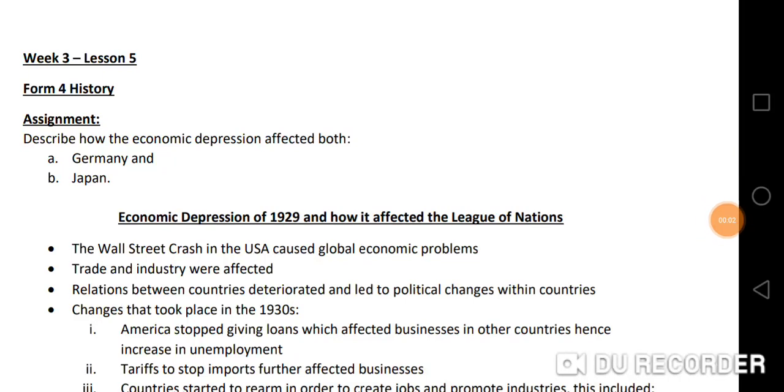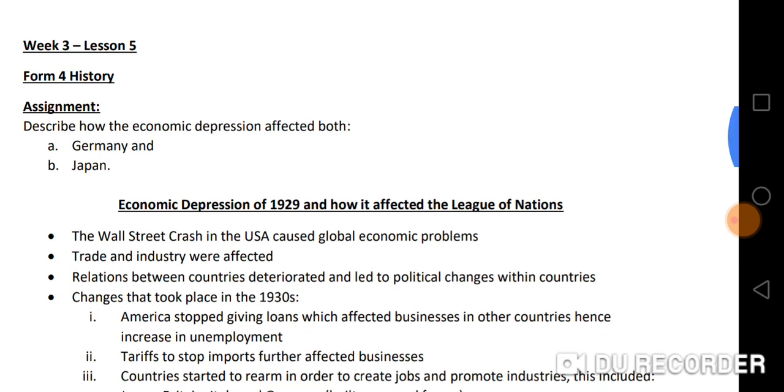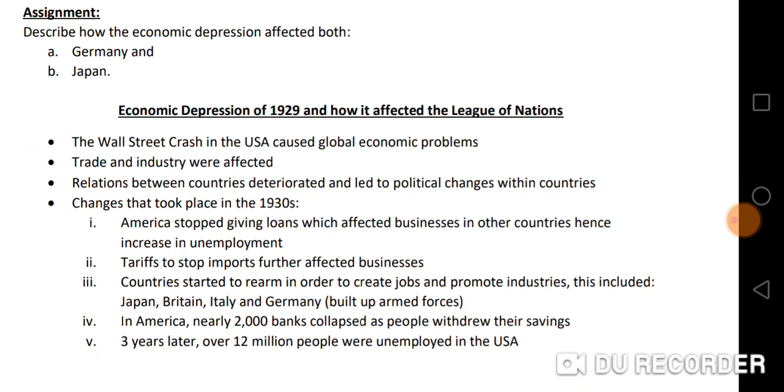Good morning, class. So this is lesson 5, and to start off with, the assignment is to describe how the economic depression affected both A, Germany, and B, Japan. And we'll go ahead to look at the economic depression of 1929 and how it affected the League of Nations. So the Wall Street crash in the USA caused global economic problems, and trade and industry were affected by these.